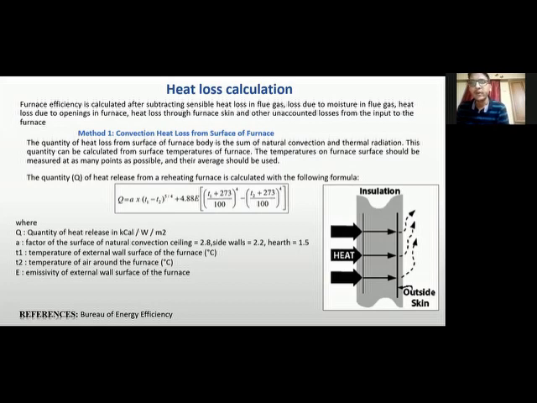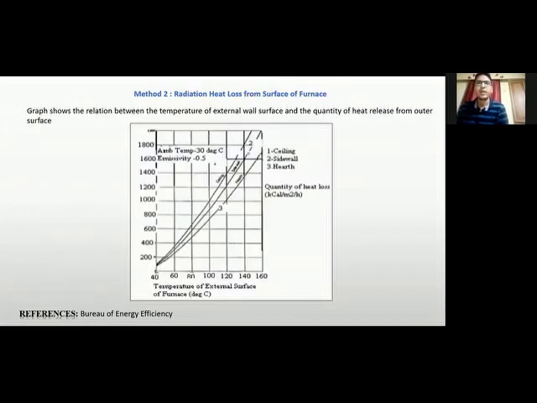So when you put all the data in this formula, we get the heat loss in kilocalories. And again, that kilocalorie energy we have to divide by the calorific value of the fuel that we are using, maybe PNG, LPG, or electricity. Then we will get the actual amount of heat loss in terms of units. Next, the second method is radiation heat loss from the surface.